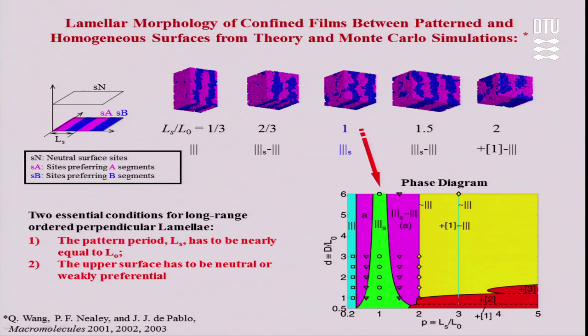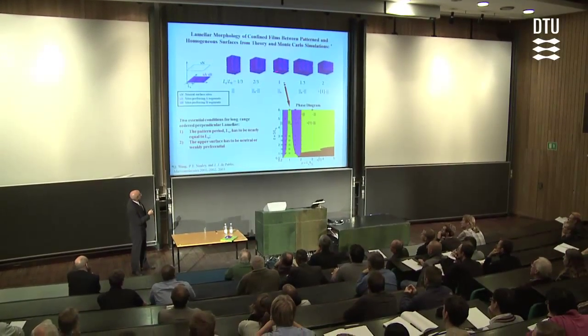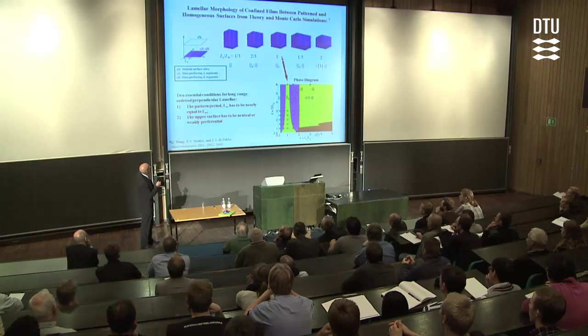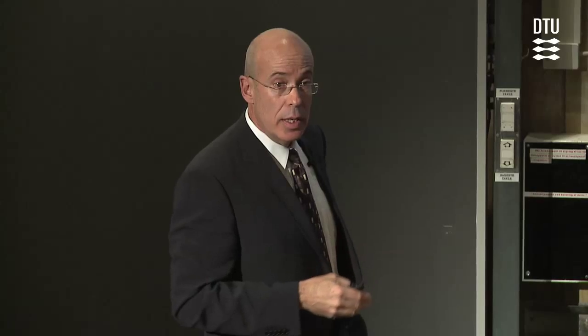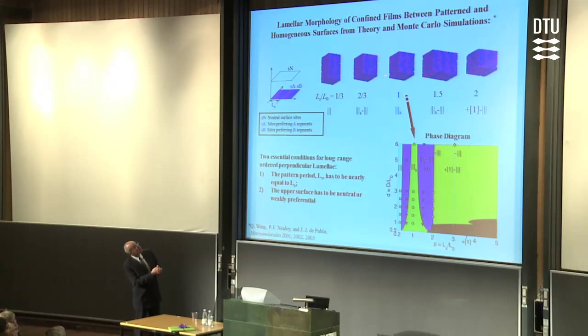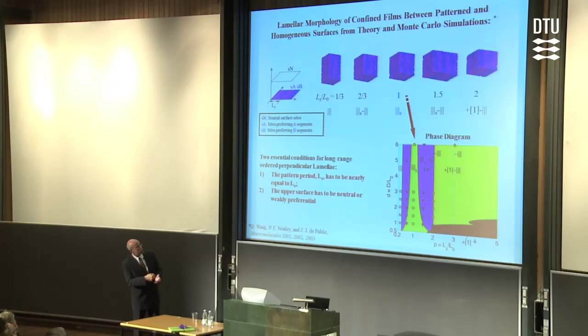So the important variables in here are L sub s, which is the characteristic dimension of the pattern that you have on the surface. L sub 0 is the characteristic dimension of the diblock copolymer. When Ls is equal to L naught, everything is commensurate, and then you have perfect lamella. This is an example of one of the phase diagrams that you could have. So what you see here is the thickness of the film in units of L naught, the characteristic period, as a function of the mismatch between the pattern on the surface and the characteristic period.